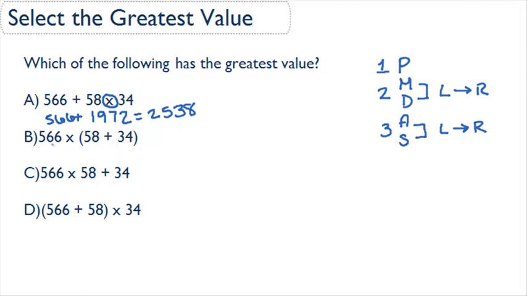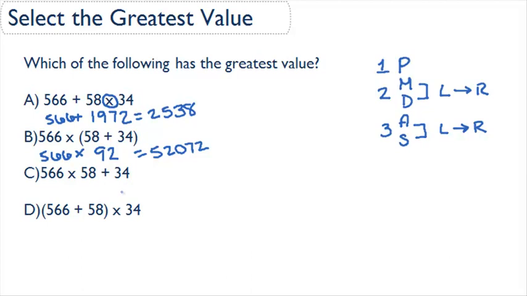Here we have 566 times, in parentheses, 58 plus 34. Here we're going to start with our first step of parentheses and add 58 plus 34. This gives us 92, which we're going to multiply by 566. This gives us a total of 52,072. Our third option is 566 times 58 plus 34.